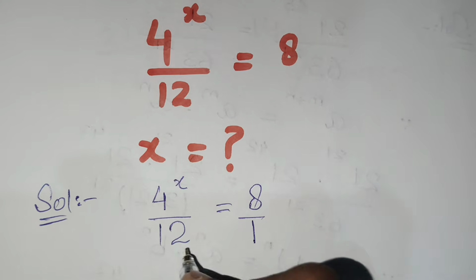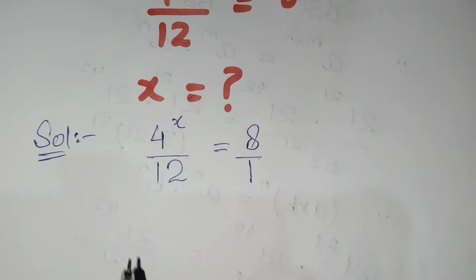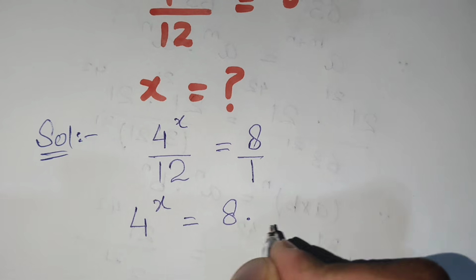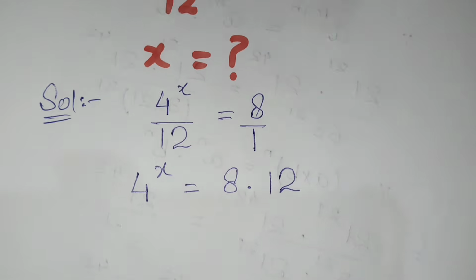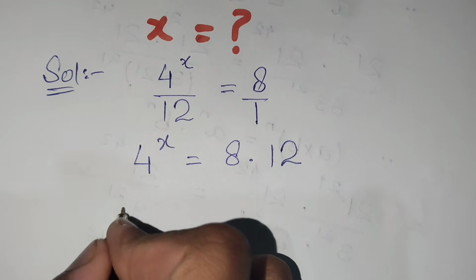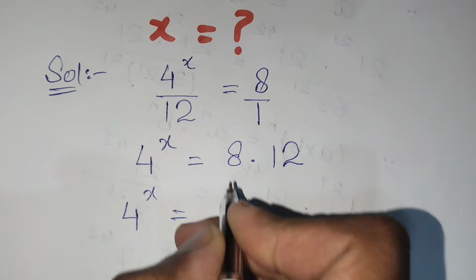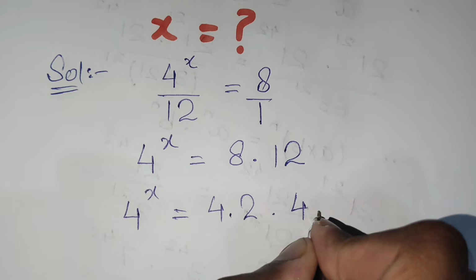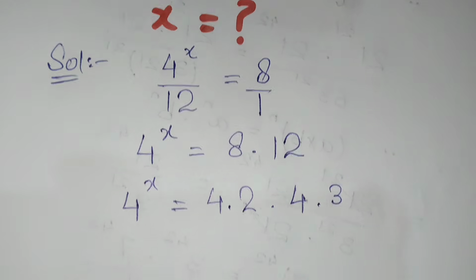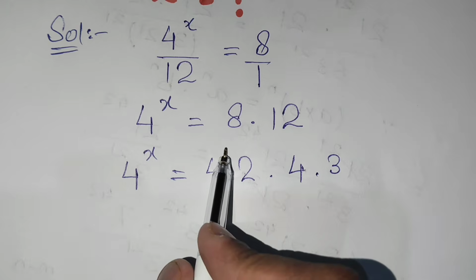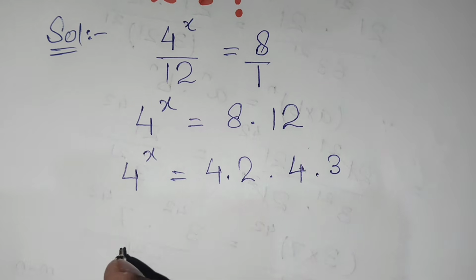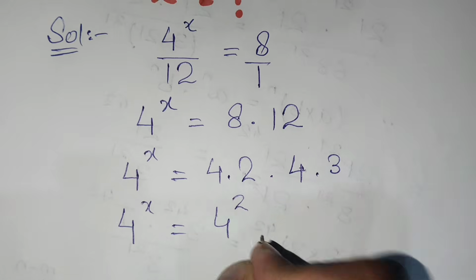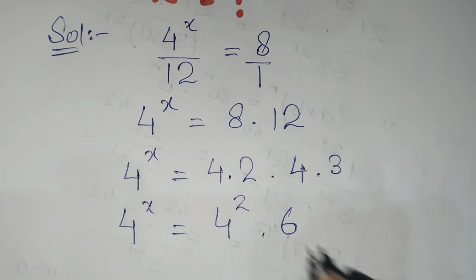Now by cross multiplication we have 4 power x equals 8 into 12. Now we can write this as 4 power x equals, this 8 can be written as 4 into 2 and this 12 can be written as 4 into 3. As we can see that this 4 has power 1 and this 4 has power 1, so it will be 4 power x equals 4 square and 2 into 3 is 6.